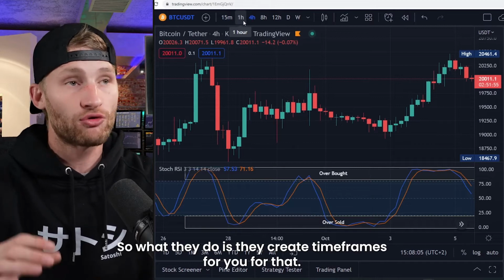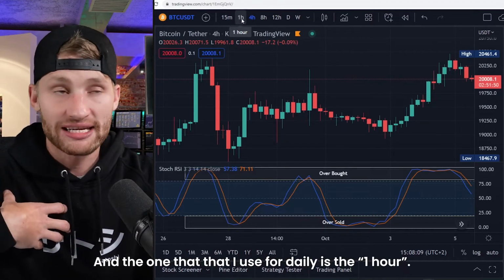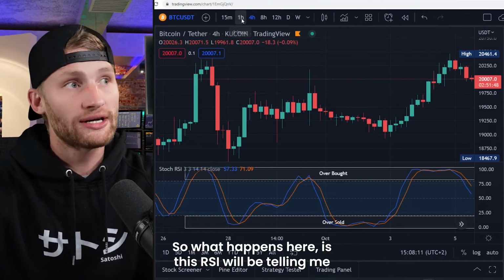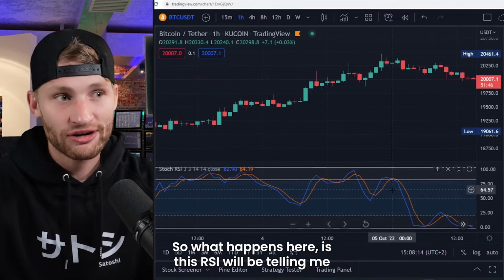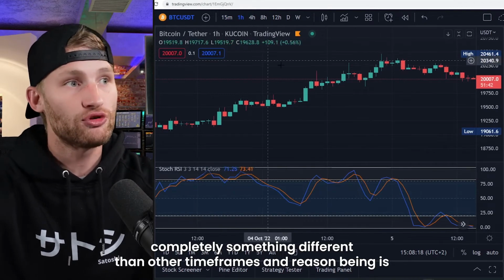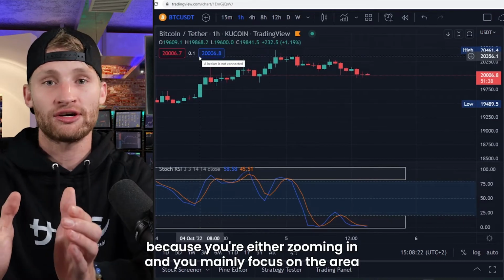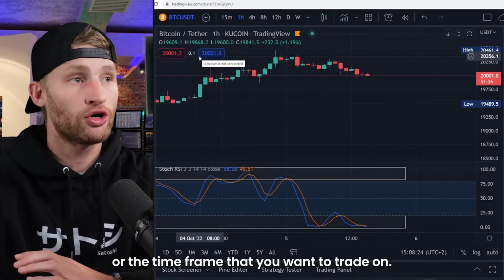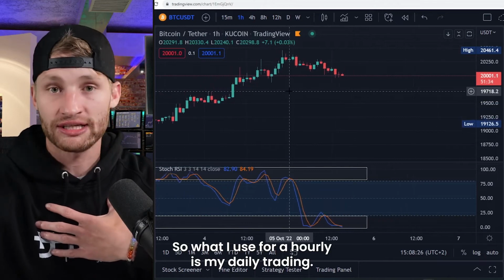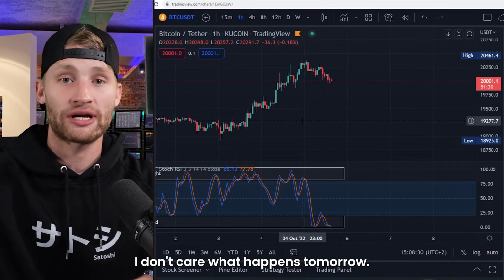So what they do is they create time frames for that. And the one that I use for daily is the 1 hour. So what happens here is this RSI will be telling me completely something different than other time frames. And the reason being is because you're zooming in and you mainly focus on the time frame that you want to trade on. So I use hourly for my daily trading. I only want to know what's going to happen today. I don't care what happens tomorrow.